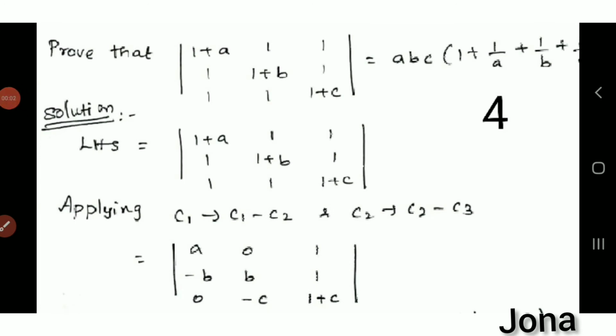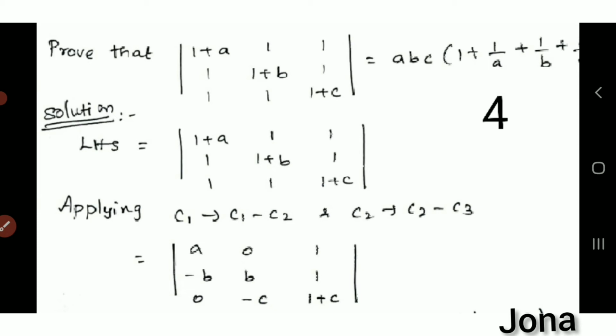Fourth problem. Prove that the determinant with rows (1+a, 1, 1), (1, 1+b, 1), (1, 1, 1+c) equals abc into 1 plus 1 by a plus 1 by b plus 1 by c. So let me take the left-hand side first: the determinant with rows (1+a, 1, 1), (1, 1+b, 1), (1, 1, 1+c).